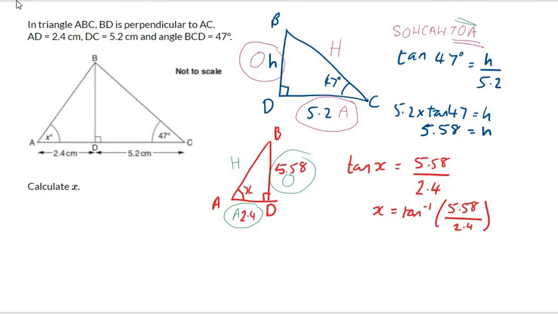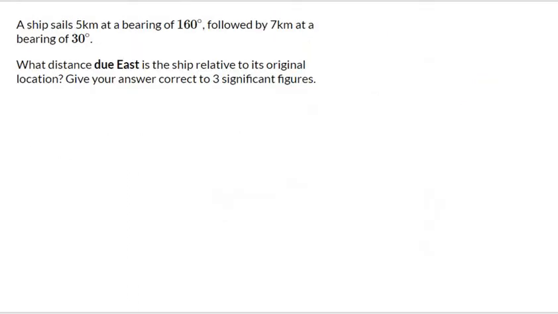Okay, and we just type that on the calculator. Now I've kept my answer from before, so I can do inverse tan of, and then we do my fraction. I'm going to use the answer as my numerator and 2.4 as my denominator. I get 66.7 degrees. Okay, well, let's try the next question.